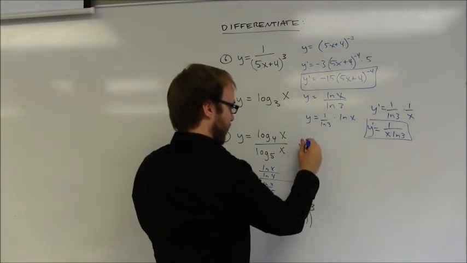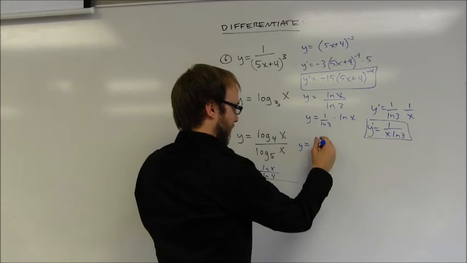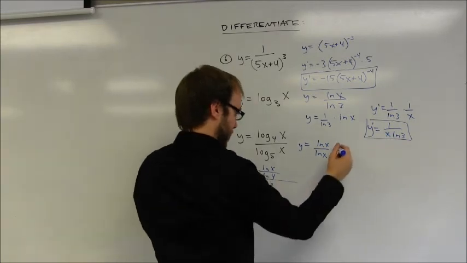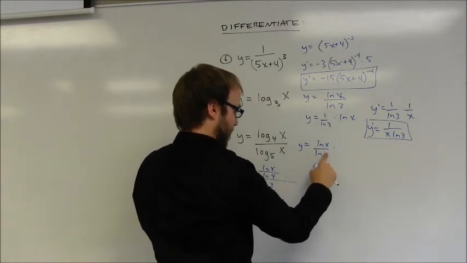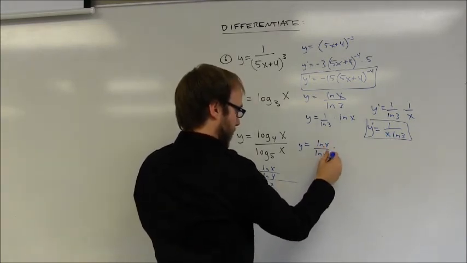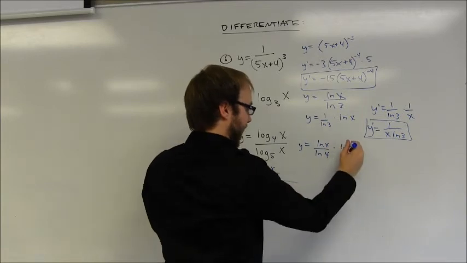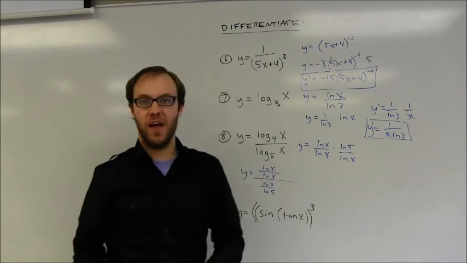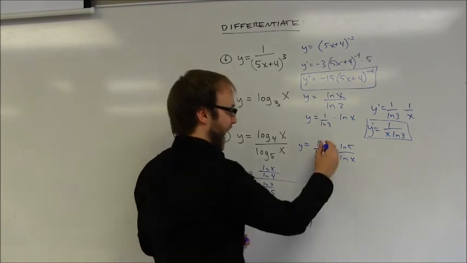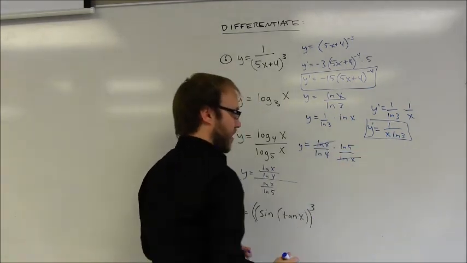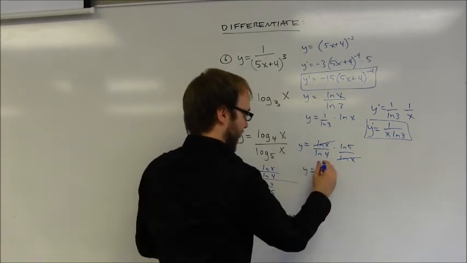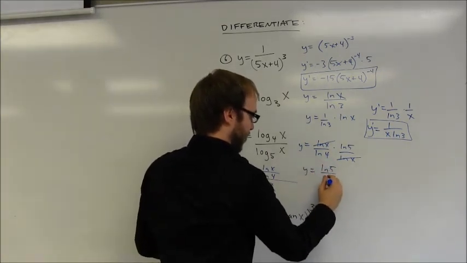I have y equals the natural log of x over the natural log of 4 times the reciprocal, which is ln of 5 over ln of x. Notice everything's being multiplied here, which means I can divide out a natural log of x from the numerator and the denominator, and I'm left with y equals the natural log of 5 over the natural log of 4.